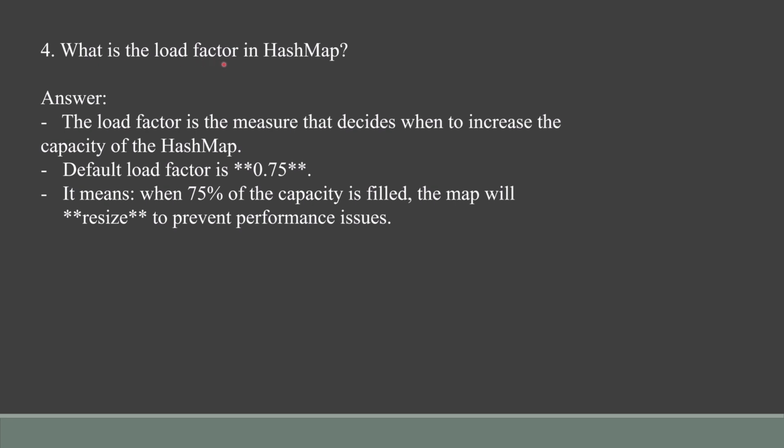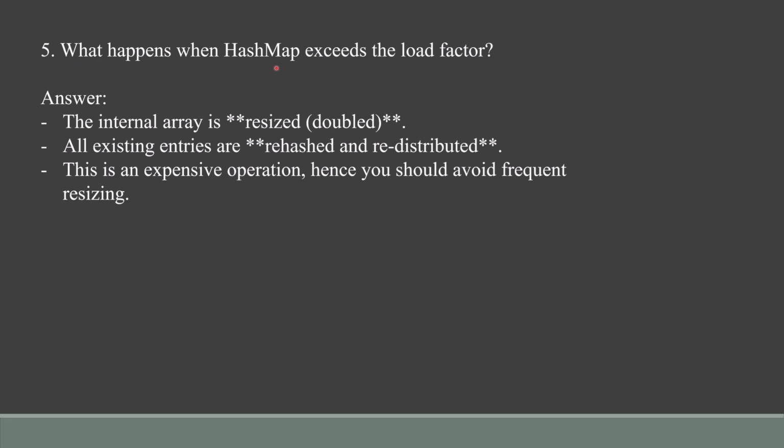Next question. What is load factor in HashMap? The load factor controls how full the HashMap can get before it resizes. By default, it's 0.75, meaning when 75% is filled, the capacity doubles to maintain constant time performance. Next question. What happens when HashMap exceeds the load factor? When HashMap exceeds its load factor, it resizes, usually doubling in size. Then it rehashes all the existing keys and redistributes them. This is costly, meaning time taking, so initializing HashMap with the correct size is good practice.